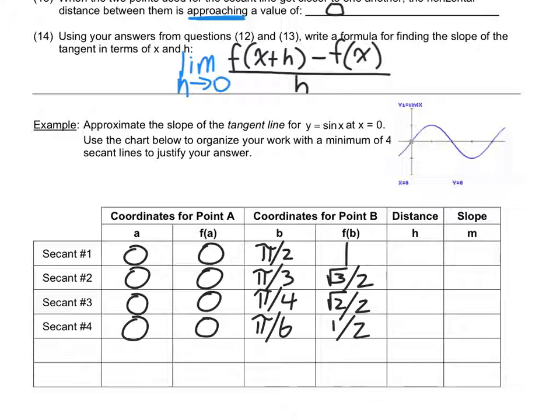Now we know that the h distance, that horizontal distance, is whatever your b value is minus your a value. This is convenient because our a value is 0. So take each b and subtract 0 from it. So basically we're just rewriting b.